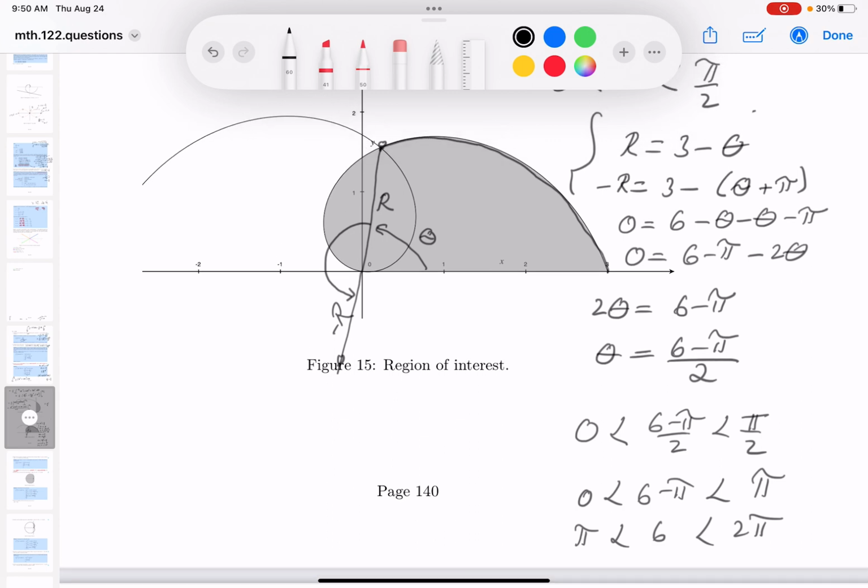So where does it first hit? Let me put this down. There's going to be an interval now. It's going to be 6 minus pi over 2, comma. And the question is, what's the next angle? Well, remember, we just discussed it. It's going to be theta plus pi. Let's write that down. So 6 minus pi over 2 plus pi. And that's going to be 6, let's see, minus pi plus 2 pi, over 2, which is 6 plus pi over 2.